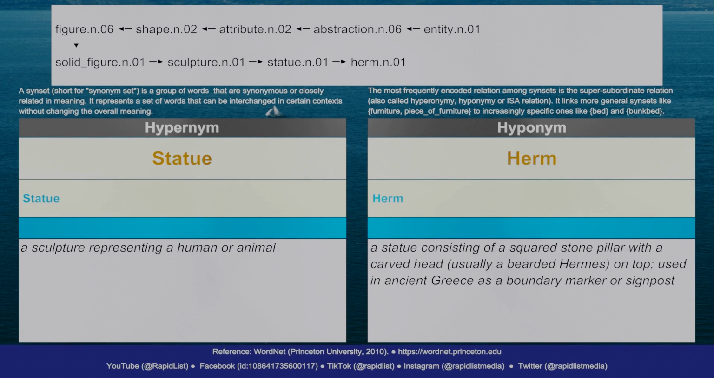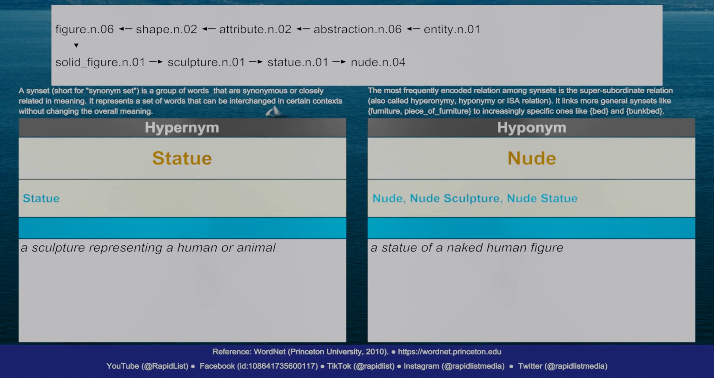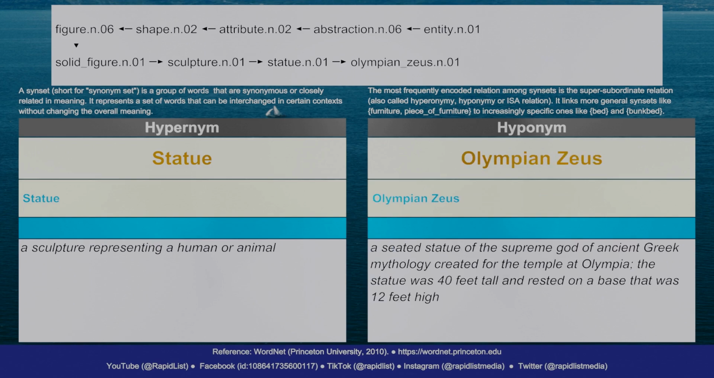Herm. A statue consisting of a squared stone pillar with a carved head, usually a bearded Hermes, on top, used in ancient Greece as a boundary marker or signpost. Nude. A statue of a naked human figure. Olympian Zeus. A seated statue of the supreme god of ancient Greek mythology created for the temple at Olympia. The statue was 40 feet tall and rested on a base that was 12 feet high.